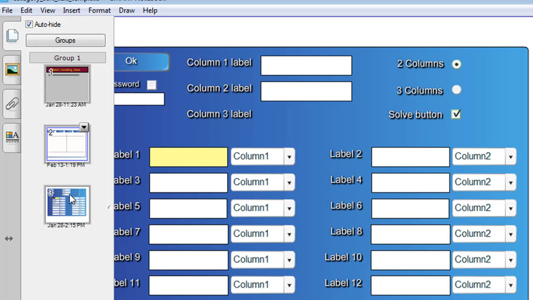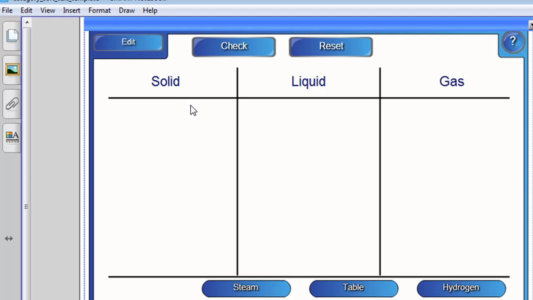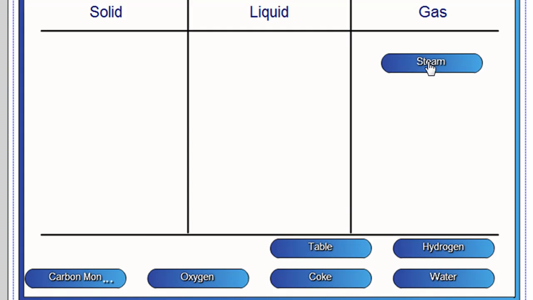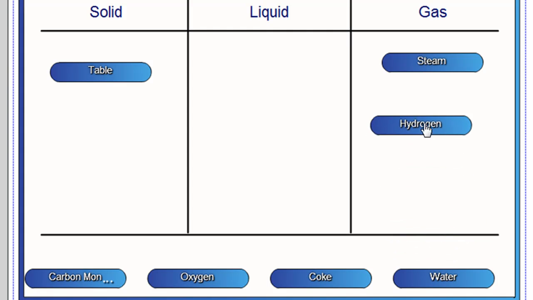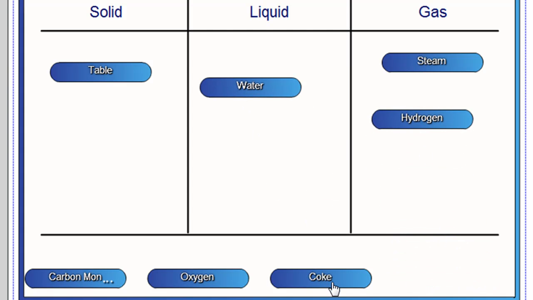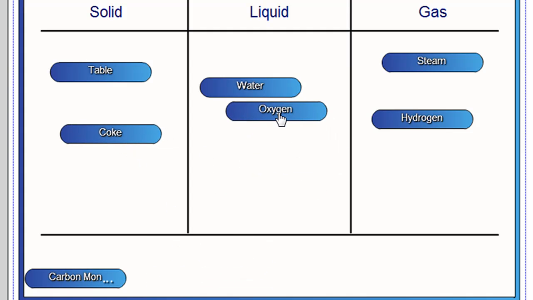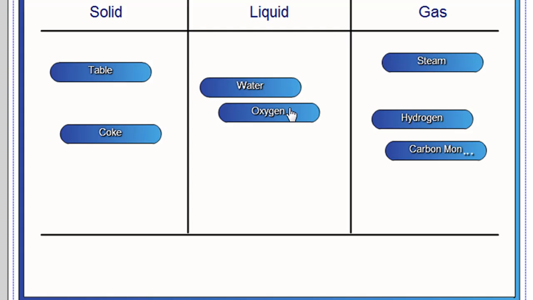And the third slide is an example that I've done earlier. Okay, let's have a look at this example. This is what the students see, and the way they need to work it is they need to just drag these text items into the relevant box. So they'll say steam, okay, that's a gas. They might say table, that's a solid, okay. Might say hydrogen, that's a gas. Water's a liquid. Might say Coke's a solid, okay. I might say oxygen's a liquid, so we get a couple wrong, and we'll put carbon monoxide over here.